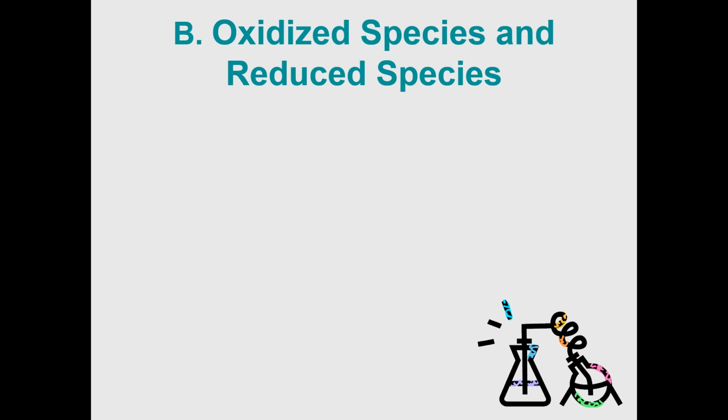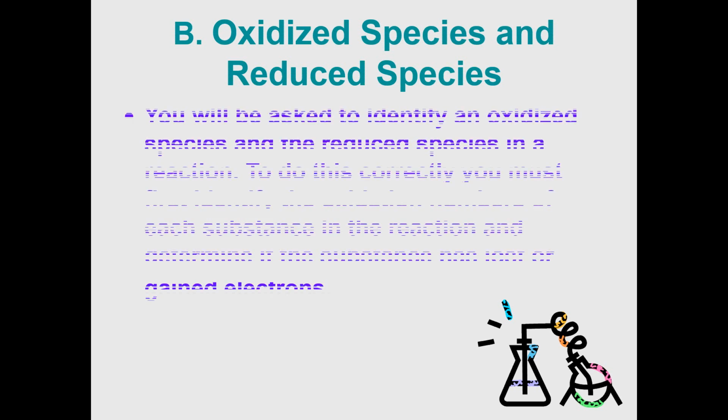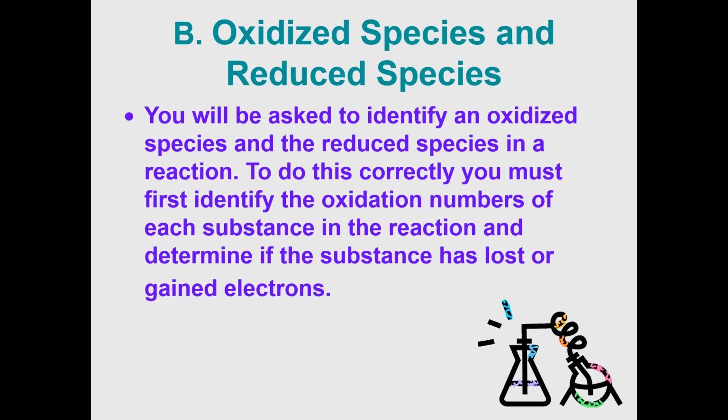Alright, so now we're going to talk about something called an oxidized species and a reduced species. You're going to be asked to identify an oxidized species and a reduced species in a reaction. And in order to do this, we have to determine the oxidation state. So that's why we just did the lesson on assigning oxidation numbers before doing this.